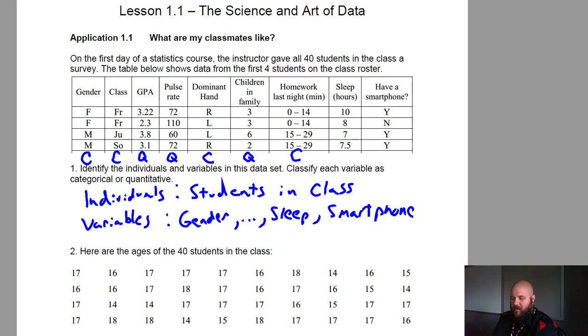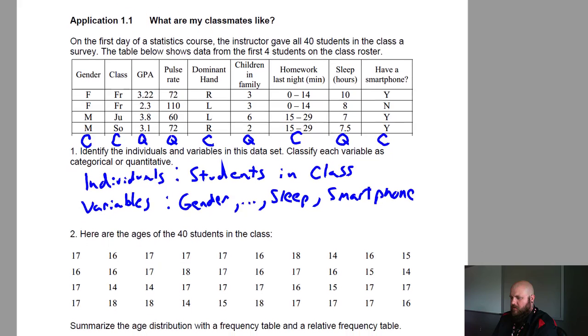Now sleep, the number of hours, again, that's just an actual value of sleep. It's quantitative. And if they have a smartphone, yes or no, it's an actual label of yes or no, so it's categorical. That takes care of that first part. So we've now identified the individuals and the variables, and we've classified them as categorical or quantitative.